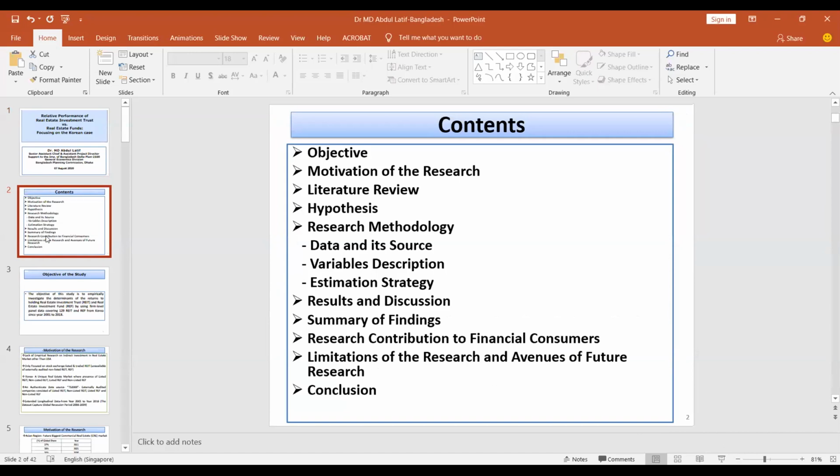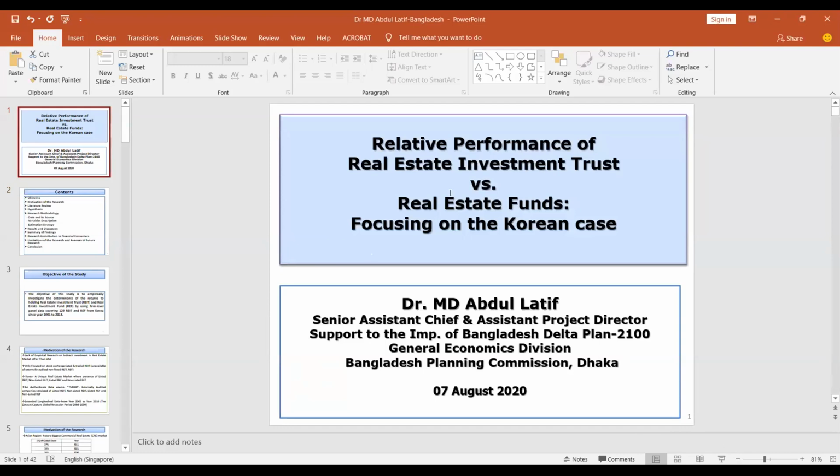The title of my research is the relative performance of real estate investment trust versus real estate funds, focusing on the Korean case. I started this research under a professor of KDI School of Public Policy and Management. Professor Mancho was my supervisor at that time in 2018.